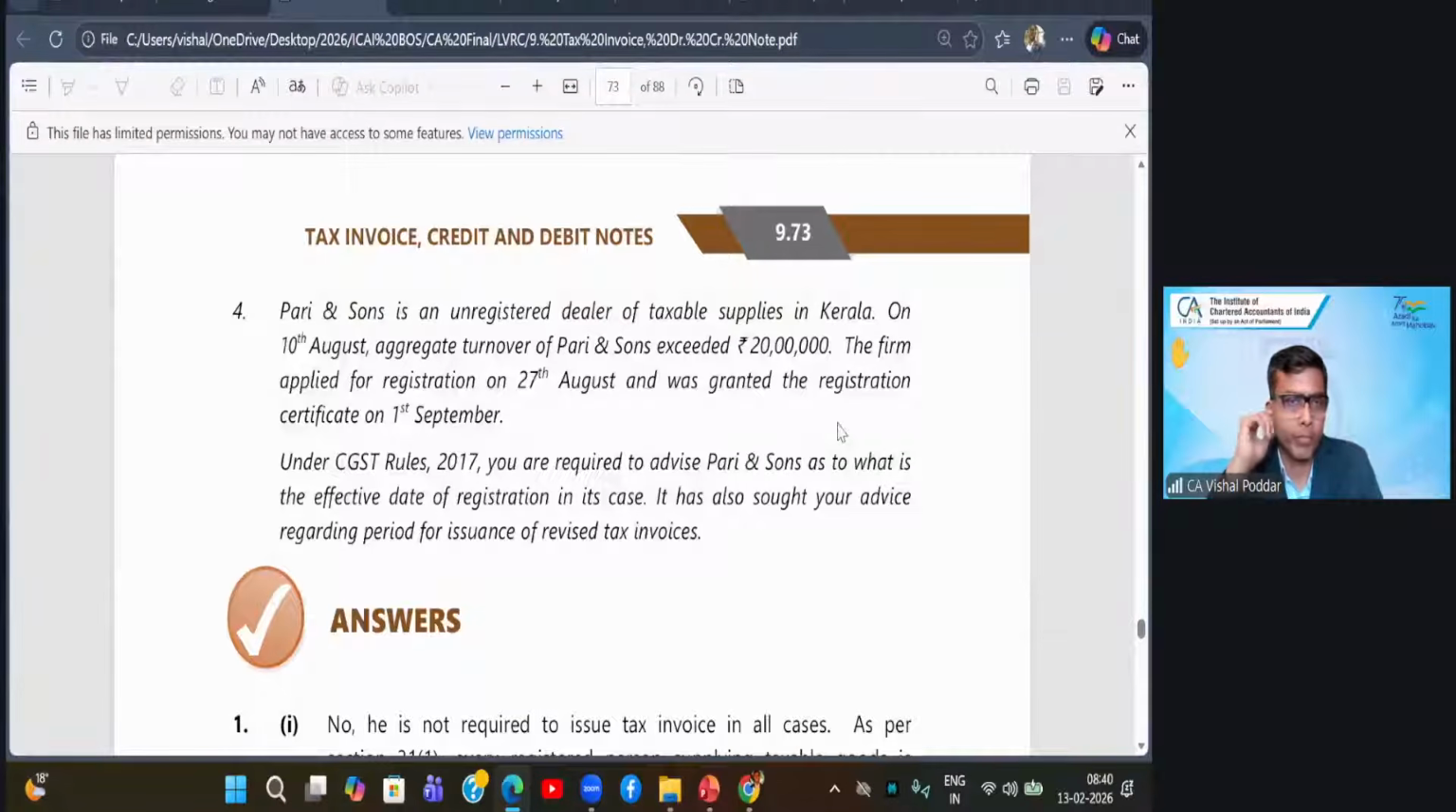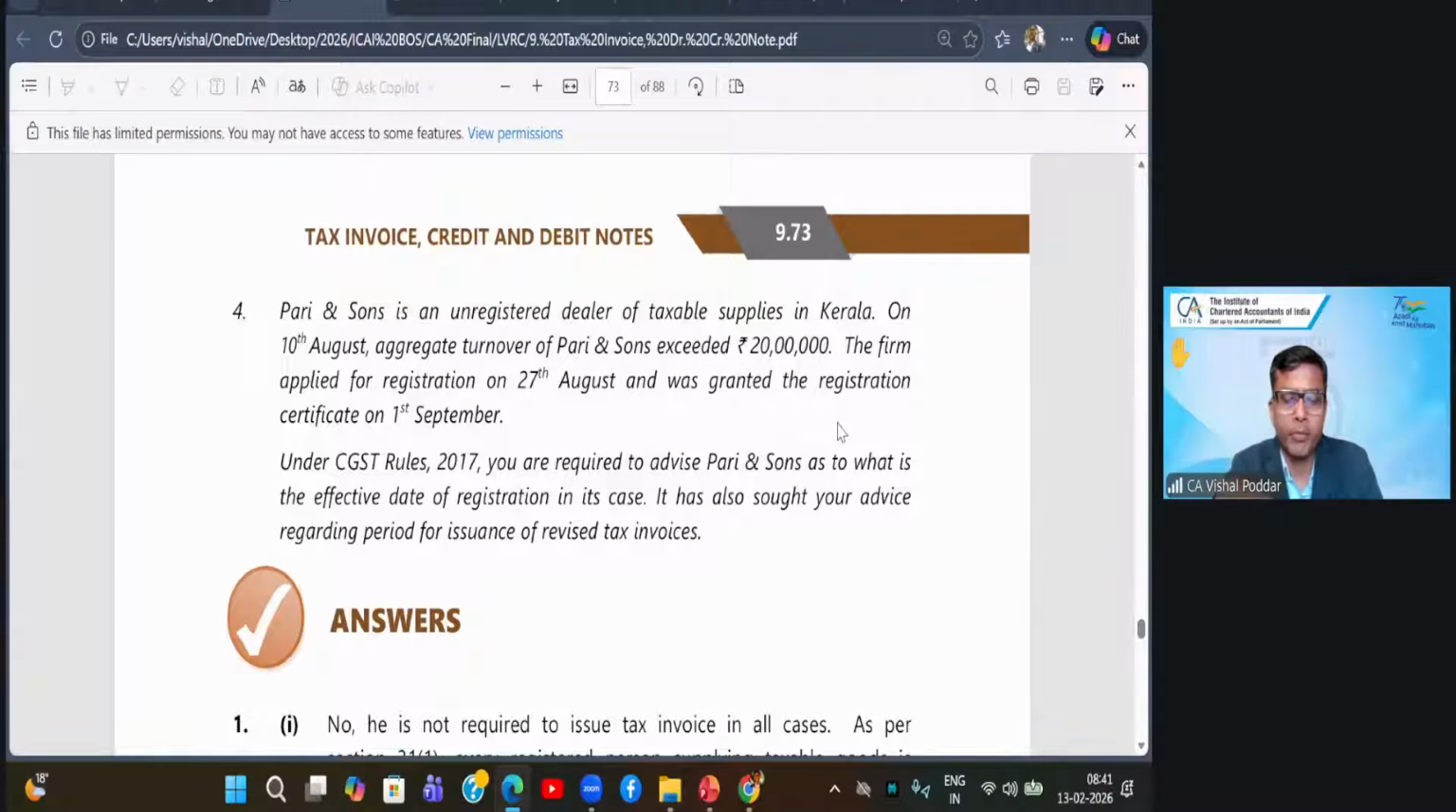Same question, sir. Now, simple. You'll check what is the date on which you are liable to register. What is the date on which you are liable? 27th August. No, 10th August. You are liable for registration because your turnover crossed the limit.